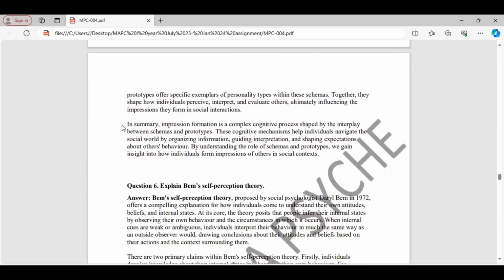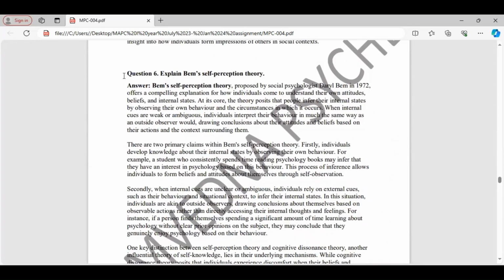And then you'll conclude your answer. Question 6. Explain Bem's self-perception theory. In the first para, a brief introduction. It was proposed by Daryl Bem in 1972, and it postulates that people infer their internal states by observing their own behavior and circumstances in which these behavior occur.